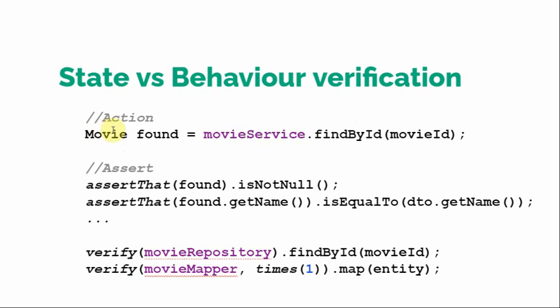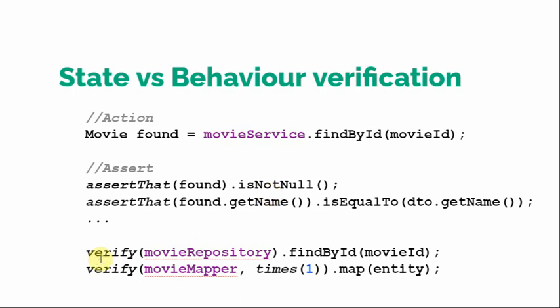So here let's look at the example. This was the action performed on the movie ID. We found something. Here we are asserting. These asserts check the value, to verify that there is a certain value in it. So that's the state verification.